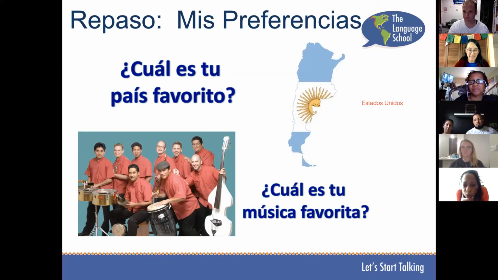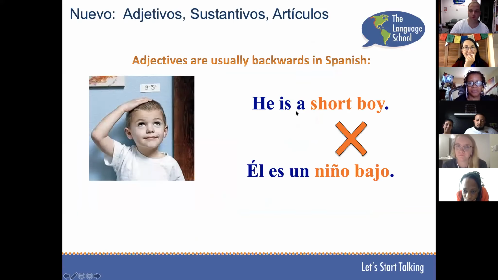¿Cuál es tu música favorita? Who's that to? That one to me. So that's going to be to, was that Kia that asked that? To Shelby. Mi música favorita es el rock. And so música is femenina, so you'd say la rock. La rock. Okay.